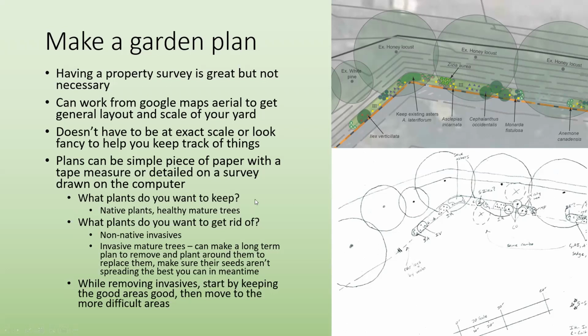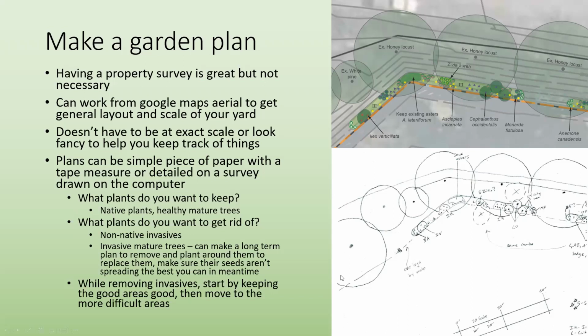And then you could start thinking about what plants do you want to keep? Native plants, healthy mature trees, and then what plants do you want to get rid of? Non-native invasives, obviously, you'd want to get rid of, hopefully, at least with time, if you can't do everything right away. I think invasive mature trees like Norway maples are a little bit of a gray area. It's probably good to make a long-term plan of how to get rid of it, but if it's a big shade tree, not near natural areas, then maybe it's not the first thing on your list, but think about it over time.